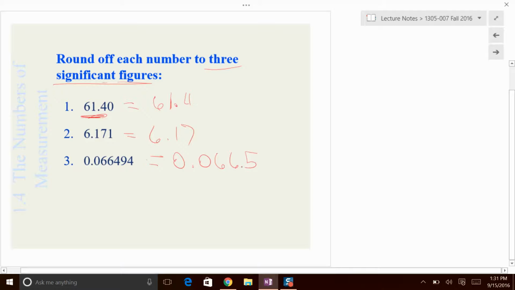Okay, these zeros are not significant, right? So I start here. 1, 2, this is the 3rd significant digit. So it becomes 0.0665. Okay? All right, so that's how I'm going to round those.